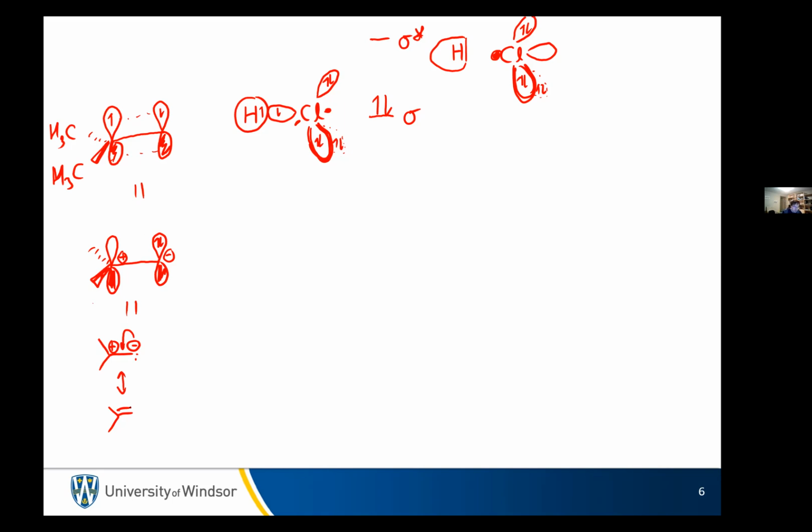So now what we can do is we can imagine that this p orbital has got extra electrons. This sigma star orbital is missing electrons. And so what we can do is we can combine this p orbital with that sigma star orbital to make a new bond. And what that's going to do is it's going to transfer electron density into the sigma star. And as soon as we do that, we break the bond. We break the hydrogen-chlorine bond.